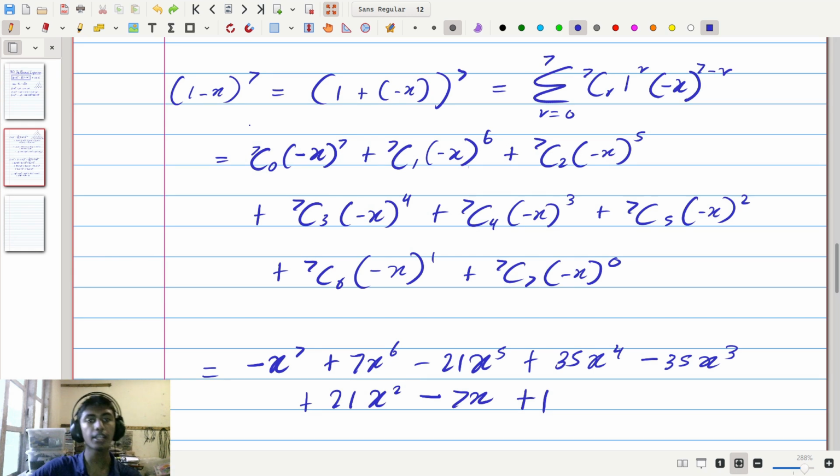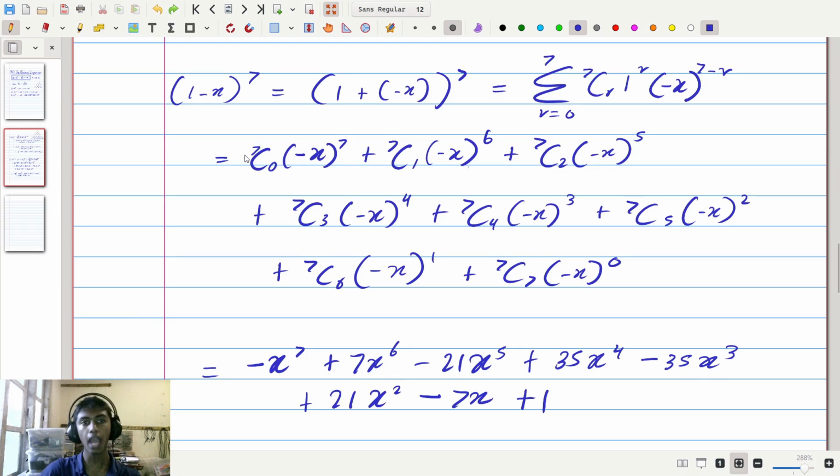We can see here that when we have a negative in our binomial expansion, our terms have alternating signs. We have minus x to the power of 7 plus 7x to the power of 6 minus 21x to the power of 5 plus, minus and so on. If we had more terms, we would still have this plus minus format.